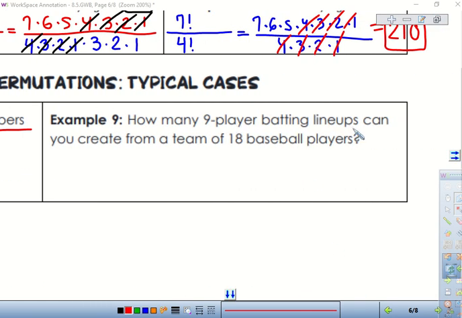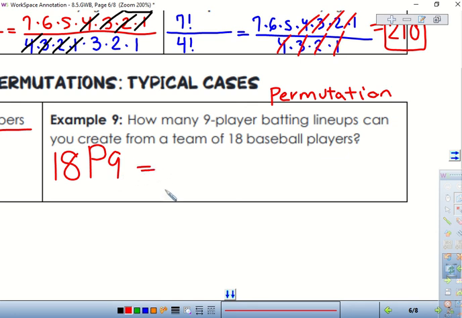How many 9-player batter lineups can you create from a team of 18 baseball players? So in this case, is this a permutation or a combination? Why is this a permutation? Good. Lineup order does matter. If I talk about a batting lineup, the order matters. So this is a permutation. So this one's going to be 18 P 9. You can do it by hand or with the calculator.